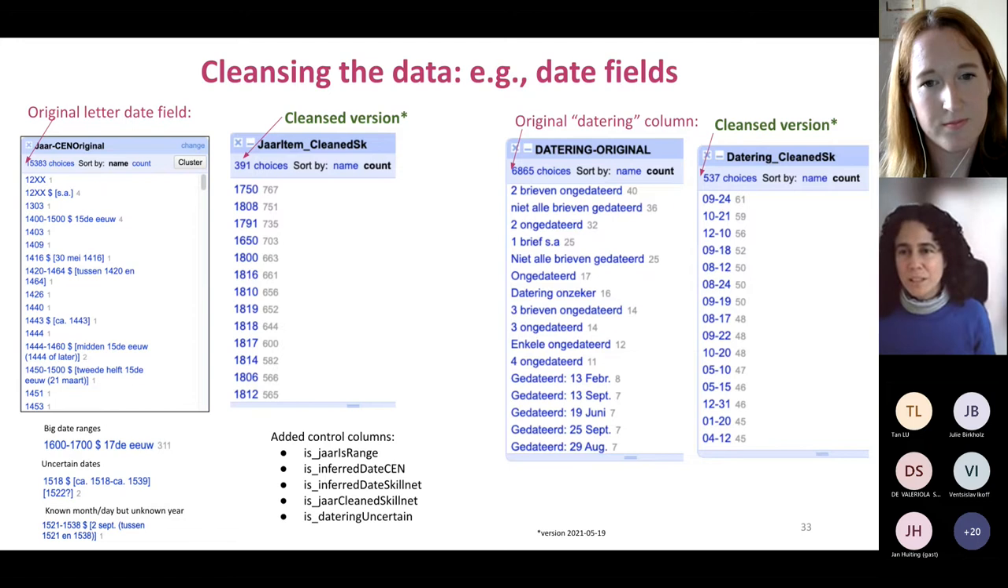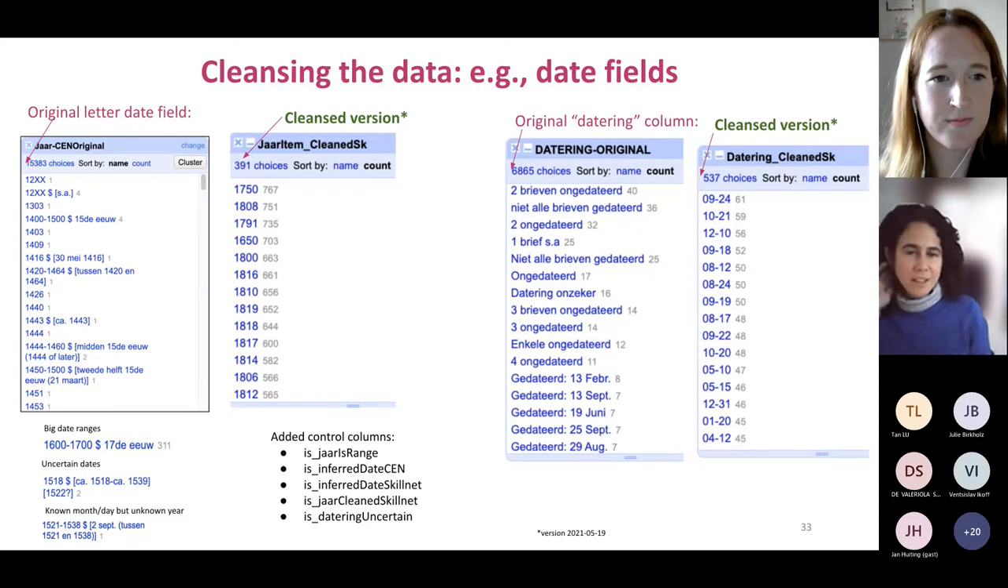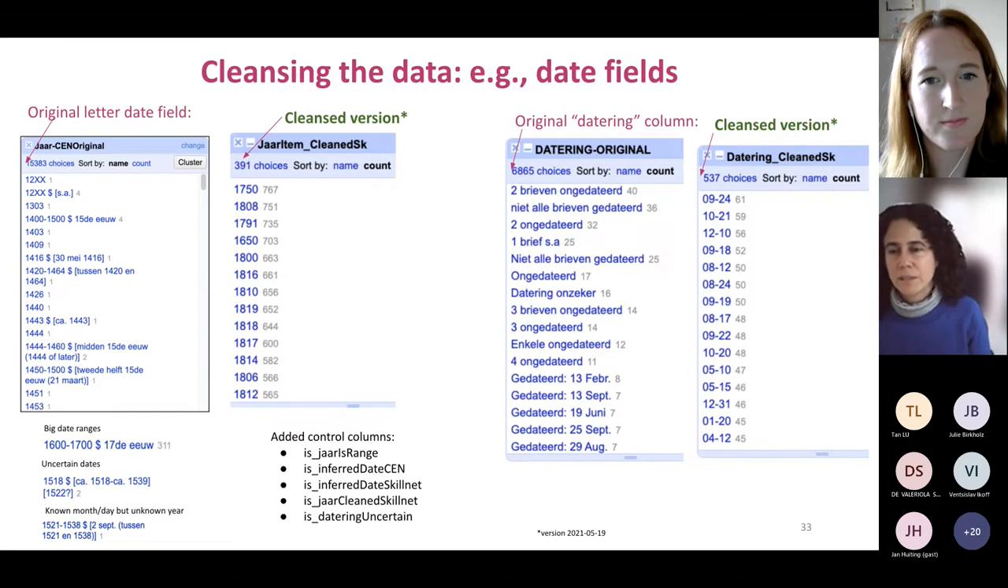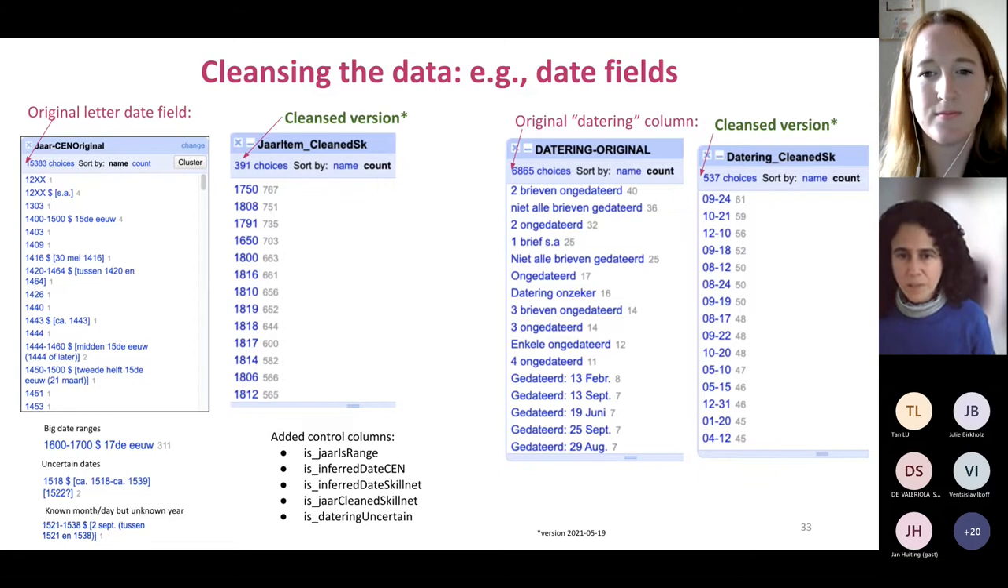So after cleaning this, we see more or less 300 options for year. So from 15,000, we went to 300 for year. And also the datering, which is more or less like, let's say, the month and day in which the letter was written, also had more than 6,000 choices or values, and it became 500. This is more or less an example of how the dates have been cleaned.